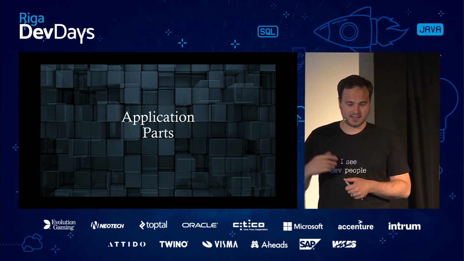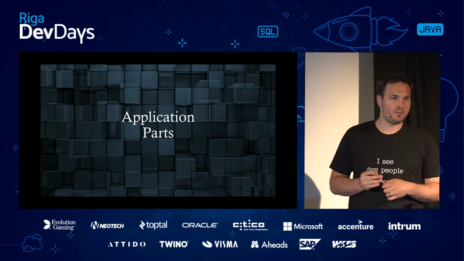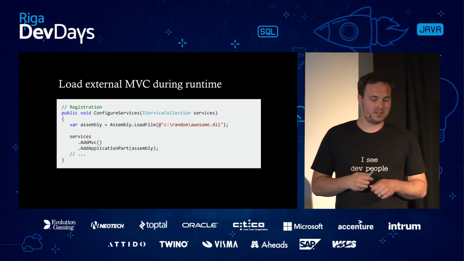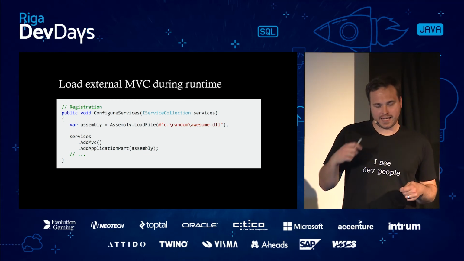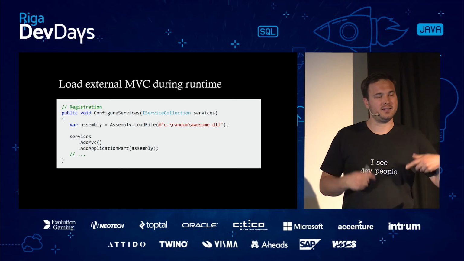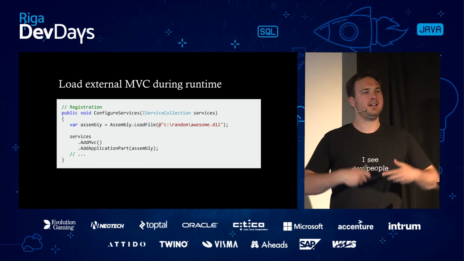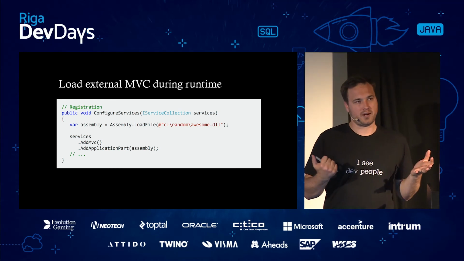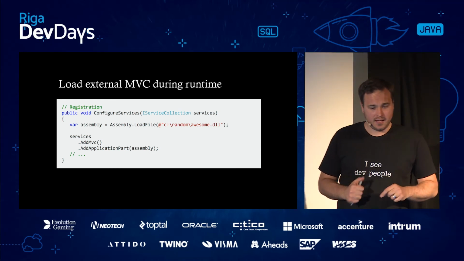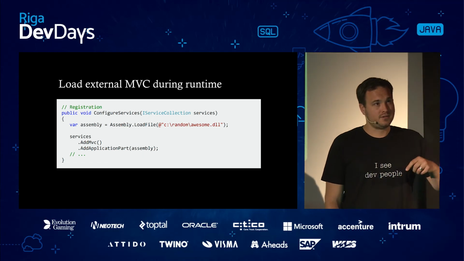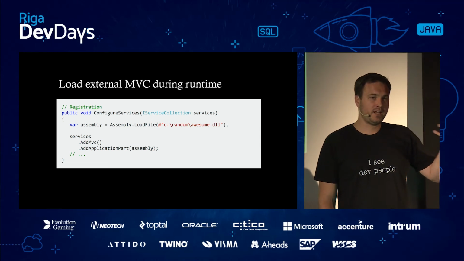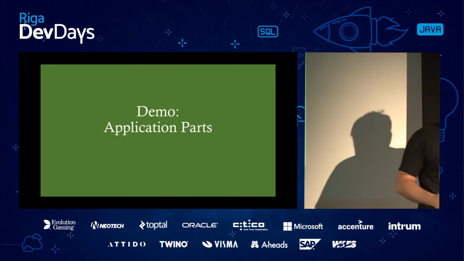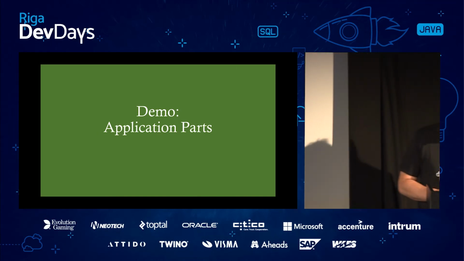This is as easy as reading a random awesome DLL from a random directory, for instance, with GetAssembly, and then calling AddMvc.AddApplicationPart and passing the assembly in. Now MVC will know about the assembly. It will load the stuff from that assembly and then build the application, which will run. Which got me thinking, how cool would it be to have application parts that live on Dropbox? Okay, it's possible, right? Let's see if it works. I hope it works.